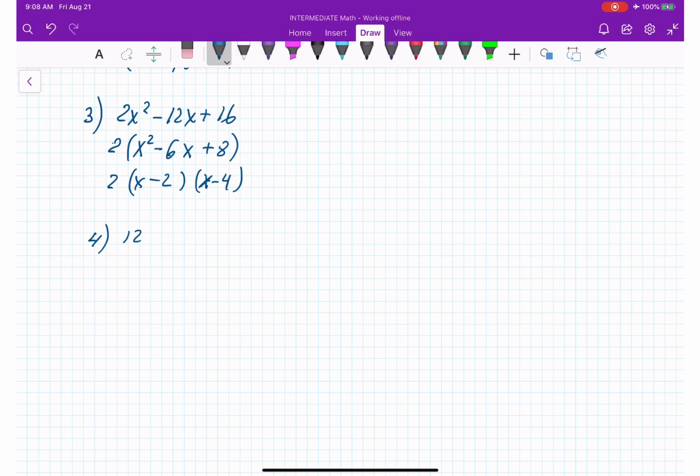12x squared plus 25x minus 7. Okay, there is no common factor because I have prime number 7 and there are 12 and 25. They don't have anything in common, so there is no common factor in here.